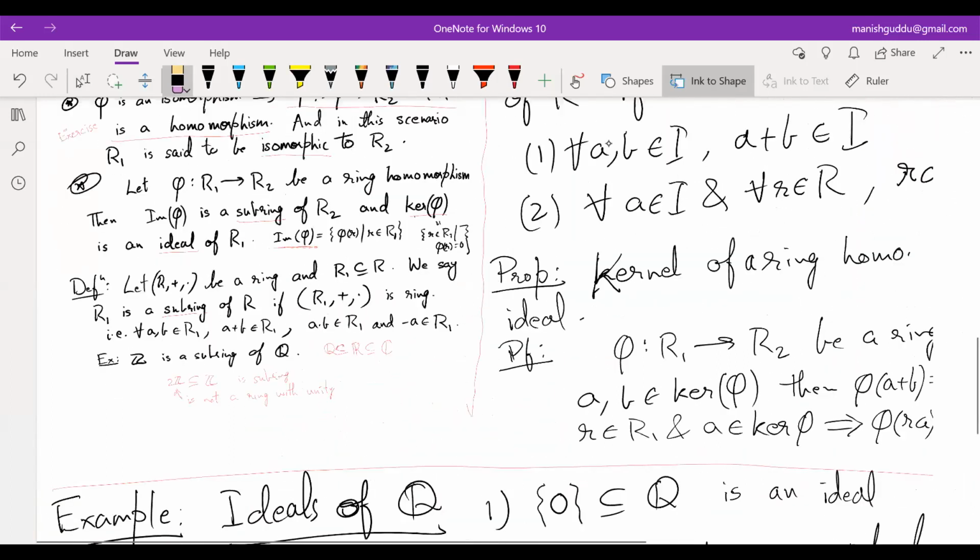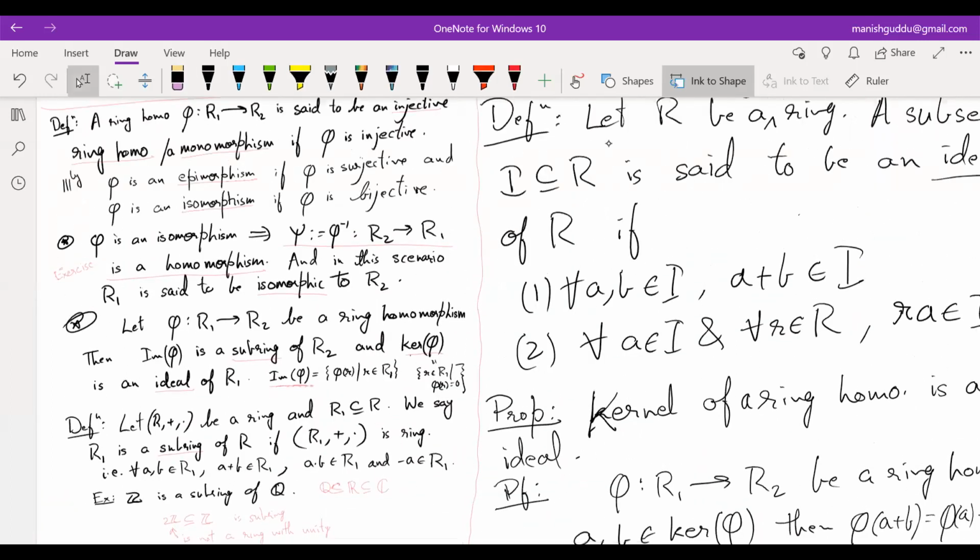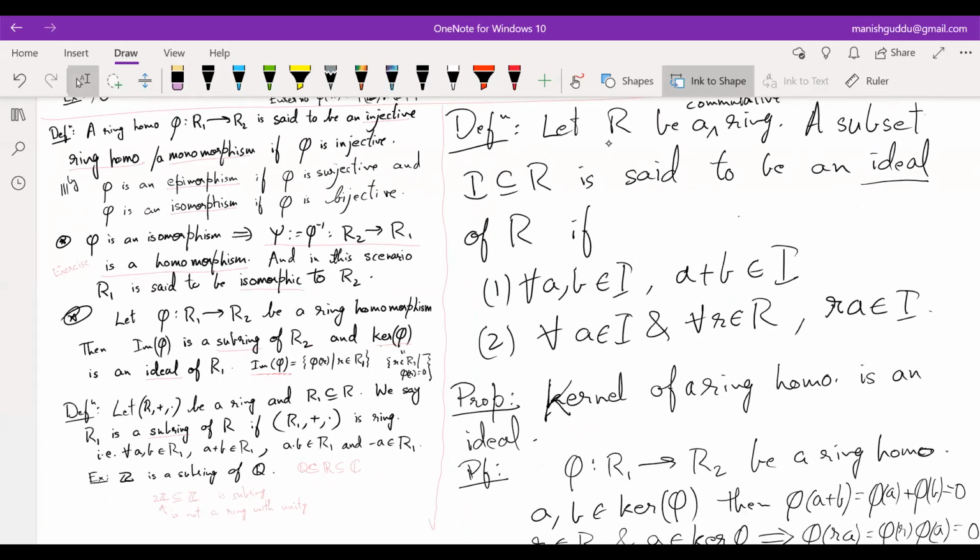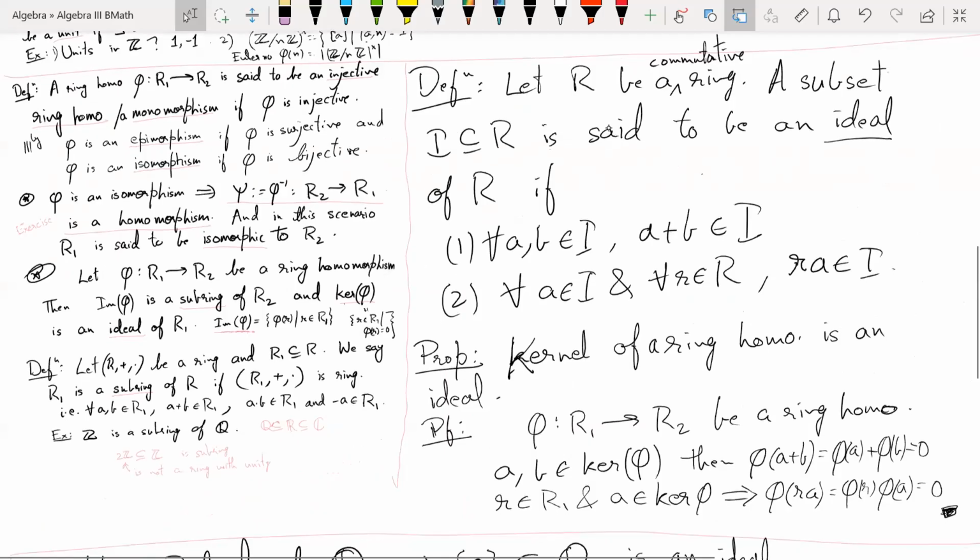So maybe go this side. Okay, and then the ideal. Yeah. So let R be a commutative ring.